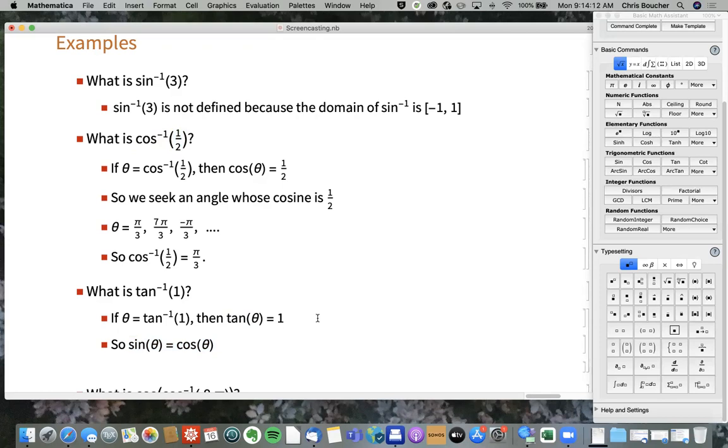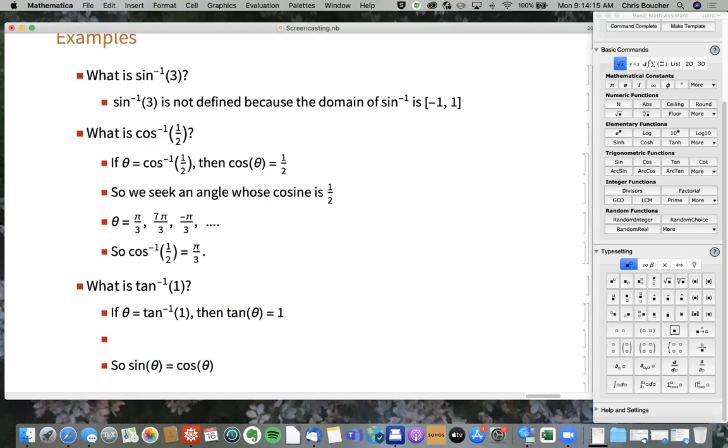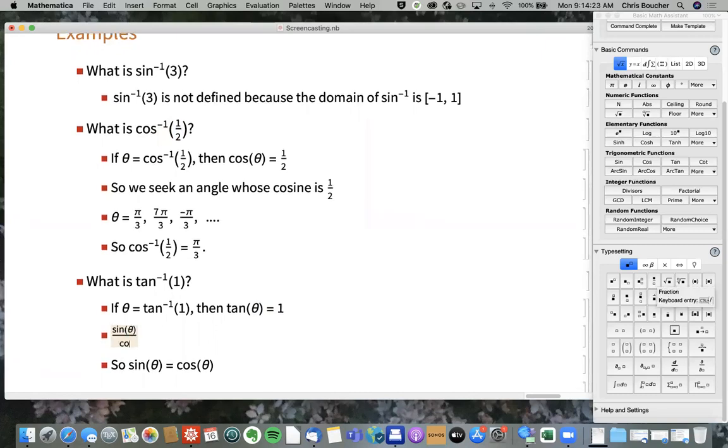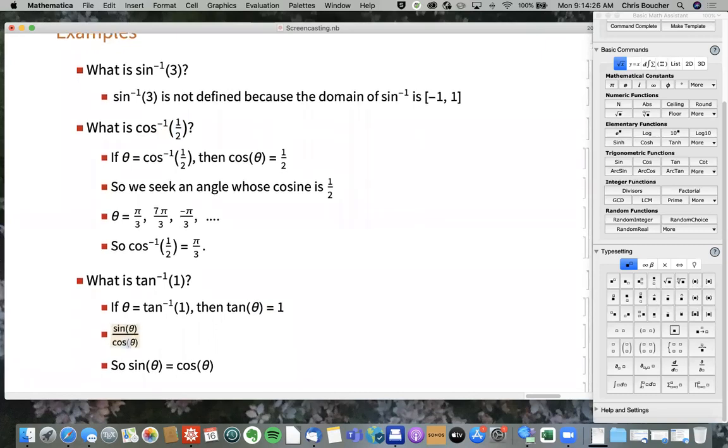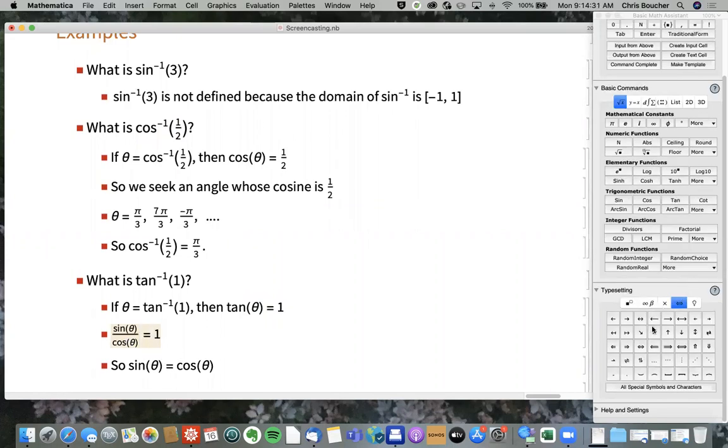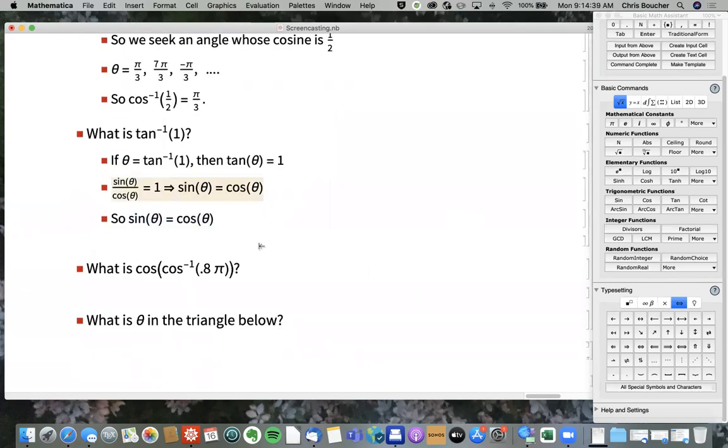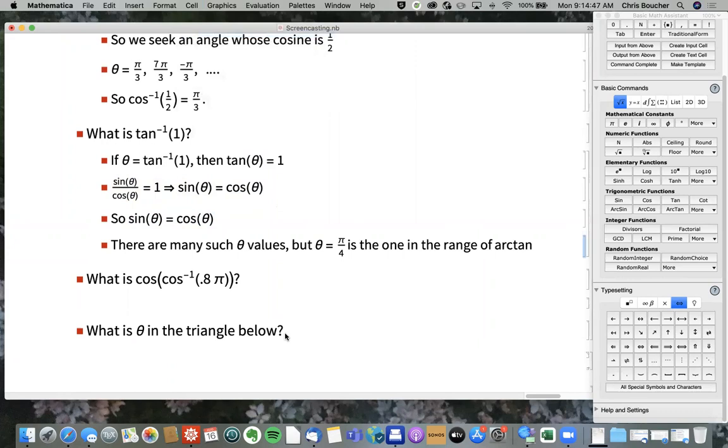So if tan theta is equal to 1, this means that sine theta over cosine theta equals 1, and that means that sine theta equals cosine theta. That's where I'm getting that, because tangent of theta by definition is sine theta over cosine theta. So I'm looking for an angle where the sine and cosine values are the same, and we know from our experience with sine and cosine that pi over 4 is the one that we want.